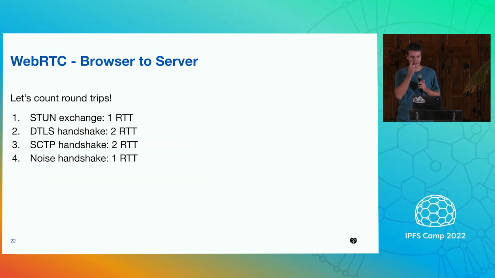Let's count the round trips here. First, we need to do a STUN exchange. Then we need to do a DTLS handshake, which takes 2 round trips. Then we need to do the SCTP handshake, which takes another 2 round trips. And then we need to do our Noise handshake. So we are back to 6 round trips here, the same as WebSocket. It's not great, but it works. And if that's your only option, then you would be willing to wait 6 RTTs if the alternative is to have no connectivity at all. On the other hand, if you have the option to do WebTransport instead of WebRTC, you would of course choose that.